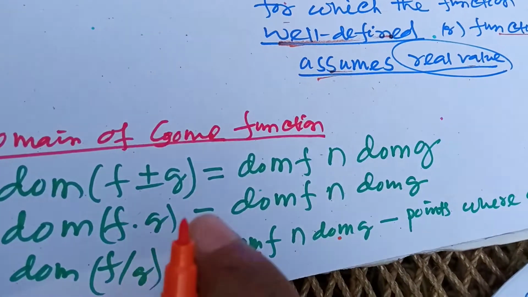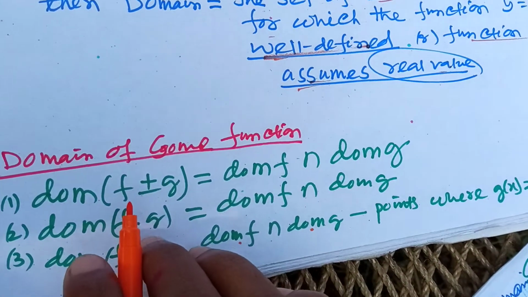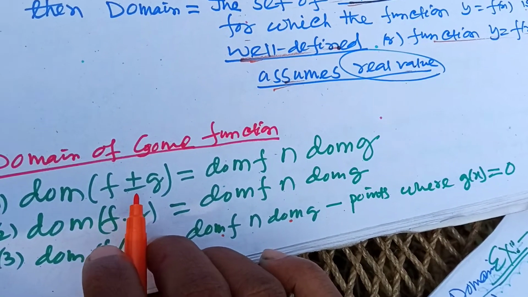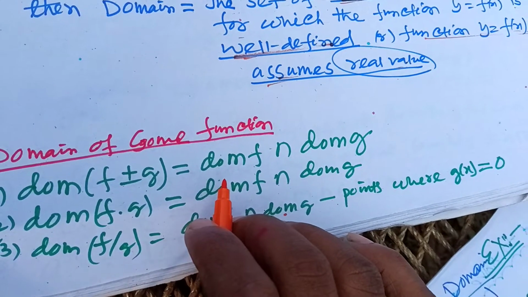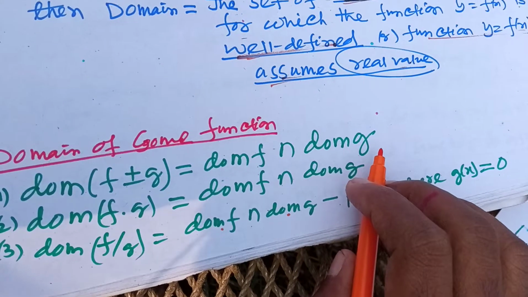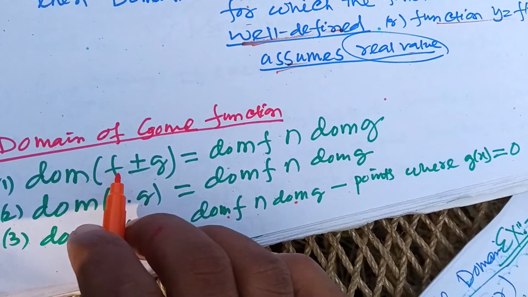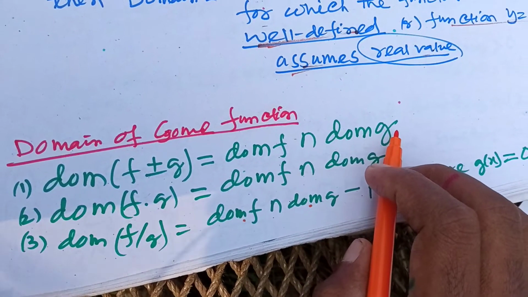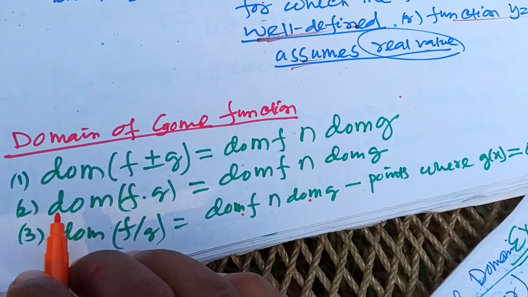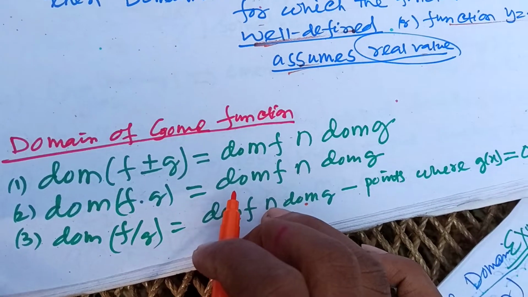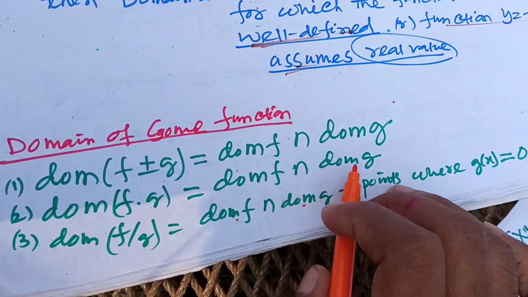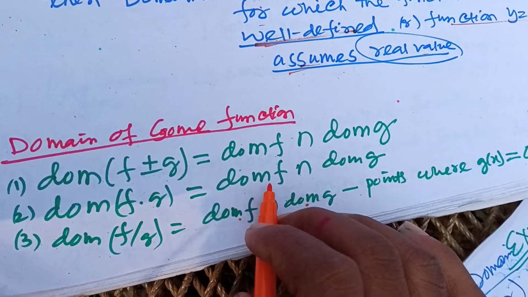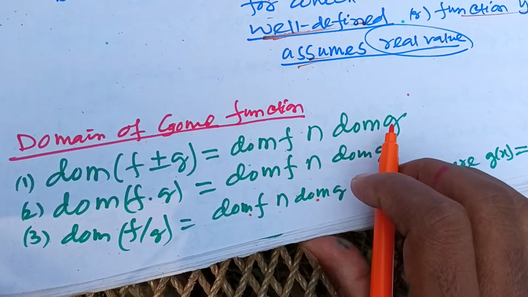Now let's look at the domain in different cases. The domain of the sum of two functions is the intersection of the domains of their individual functions. So we can say that the domain of f plus or minus g is equal to the domain of f intersection the domain of g. Similarly, the domain of the product of two functions is given by the intersection of the domains of their individual functions. So the domain of f into g is equal to the domain of f intersection the domain of g.